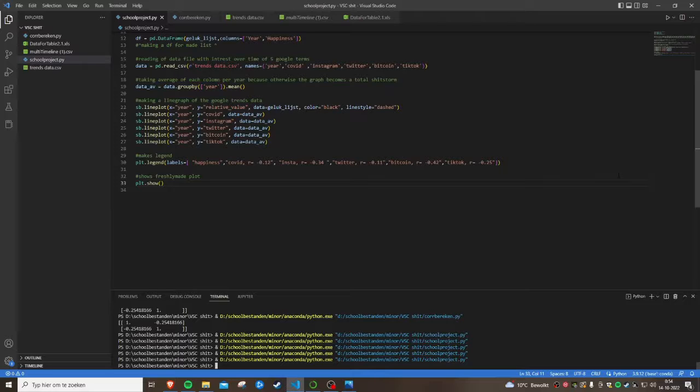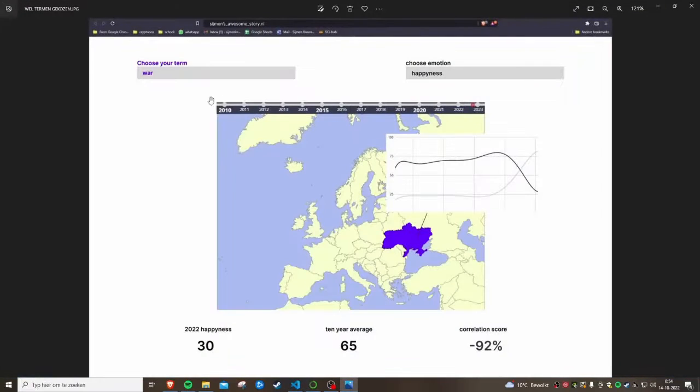So first, elaboration of choices. This was my first design I made. The idea was that it would be an interactive environment because I wanted to see how certain trends could influence the happiness of the people in Europe. So the idea was this would be an interactive interface where you could place your term.